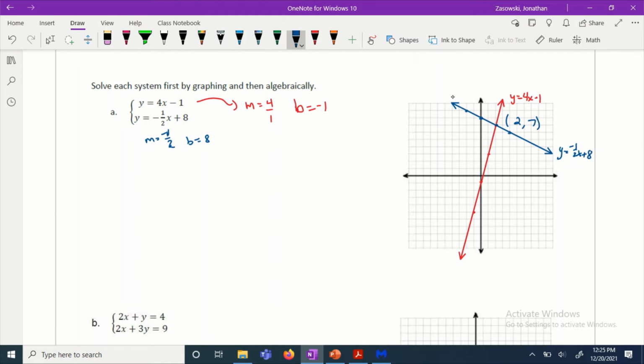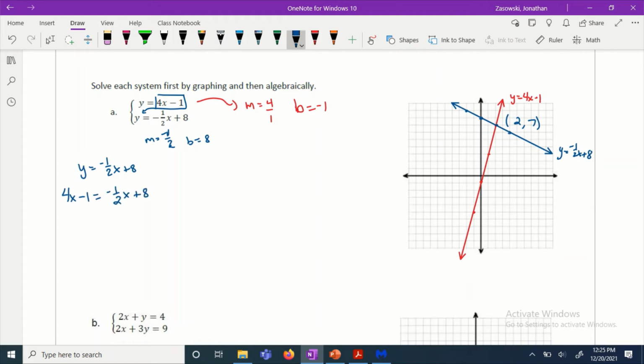And now we're going to do it algebraically. So once again, we already know what y is, okay? So in the first equation, we know y equals 4x minus 1. Substitute that in. What I'm going to do is write down the original for a second. So hold on. y equals -1/2 x plus 8. Careful. And then plug this in now. So 4x minus 1 equals -1/2 x plus 8.